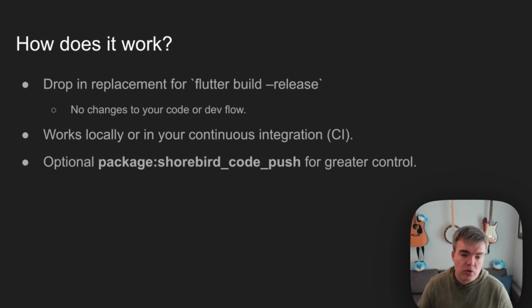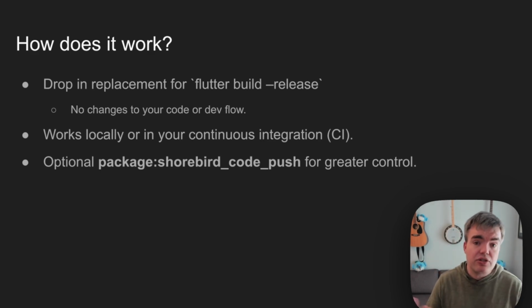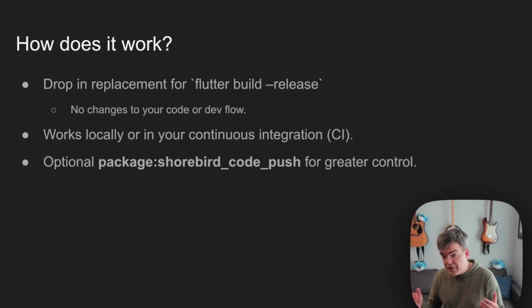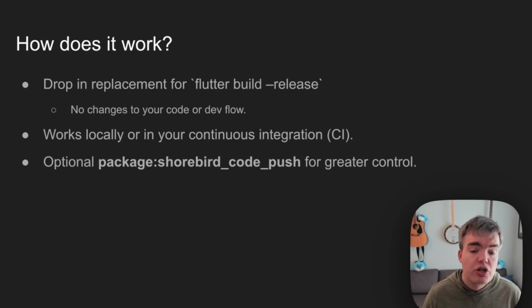So again, how does it work? What did we get to see? Shorebird is a drop-in replacement for Flutter build. Specifically, you don't have to make any changes to either your code or your dev flow. If you have a large team and only one person handles releases, the rest of them don't even need to know that code push is a thing, other than they know that they can make a release much faster and more directly to users than they could before. And it works locally, whether you're using Flutter build locally or in your CI. There is also an optional package on pub, Shorebird Code Push, which can allow you greater control in terms of controlling and configuring the Shorebird updater.